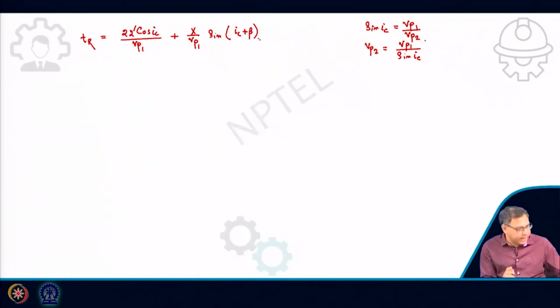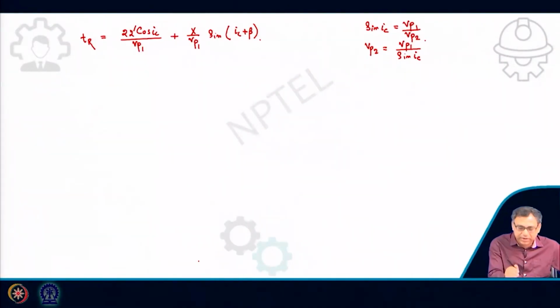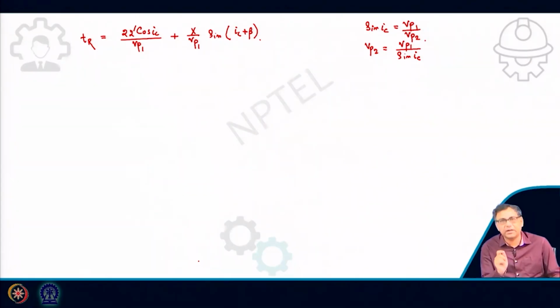So, how am I getting that? In this equation, I am replacing the VP2 by VP1 divided by sin IC. Then I simplify this equation, and I get the final form for the travel time of the refracted ray: 2Z dash cos IC divided by VP1 plus X by VP1 into sin IC plus beta.